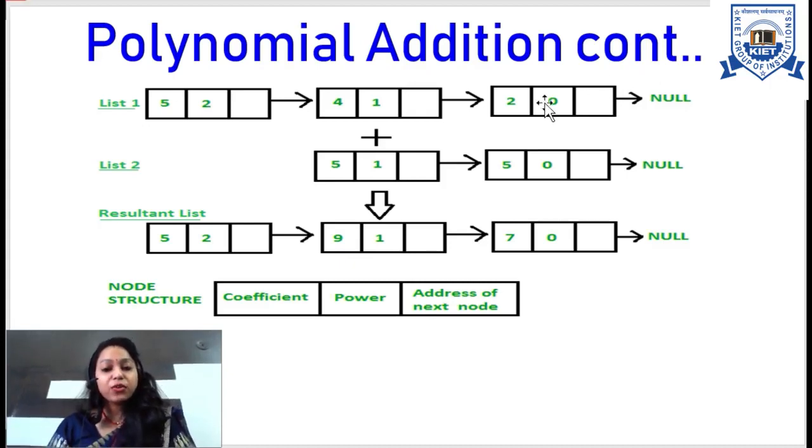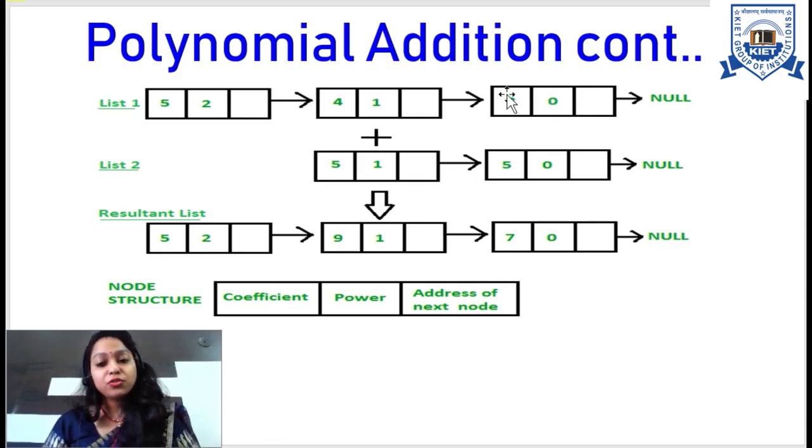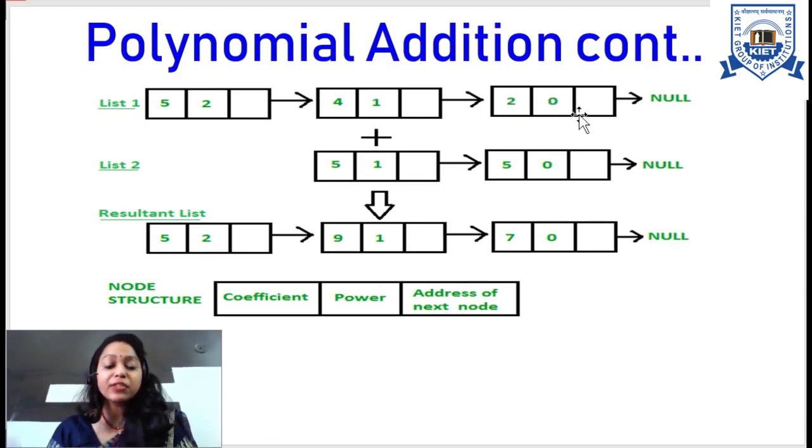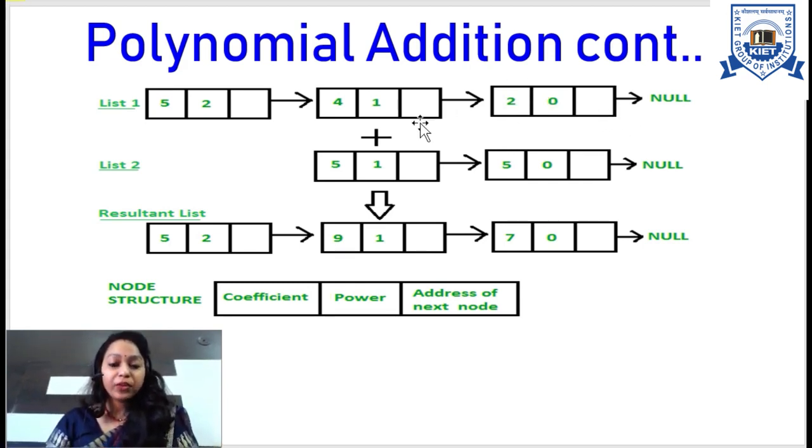Okay, so we have stored both the polynomial equations, the example which we have taken. 5x squared: 5 was the coefficient and 2 was the exponent part. Then 4x: 4 is the coefficient and 1 is the exponent part. Then plus 2: 2 is the coefficient and x power 0, so 0 is the exponent part, and this was the last term, so we have stored null in the next field. And 5x plus 5: 5 is the coefficient, 1 is the exponent.